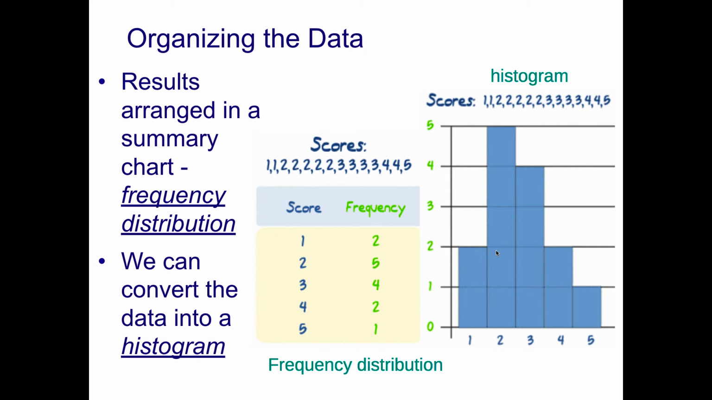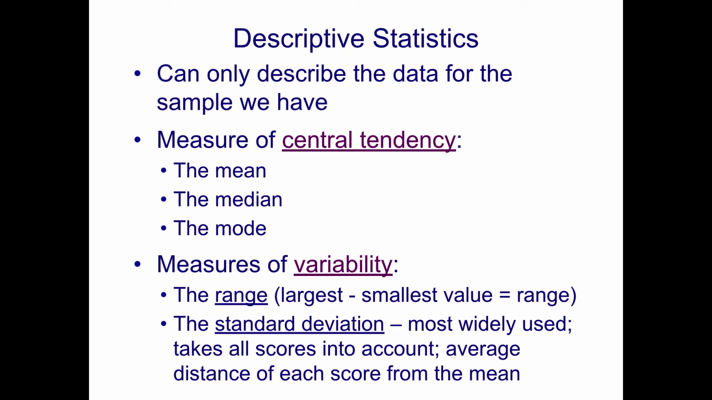So anyway, we see that we've simply taken the scores themselves, plotted them down here on the x-axis, and over here on the y-axis is the frequency. So again, just like we see over here, 2 people scored 1s, 1 person scored a 5, and we see the frequency of our results represented on a histogram. We can only describe data for the sample that we have. So in descriptive statistics, we're not making generalizations. We're just representing the data that we have.